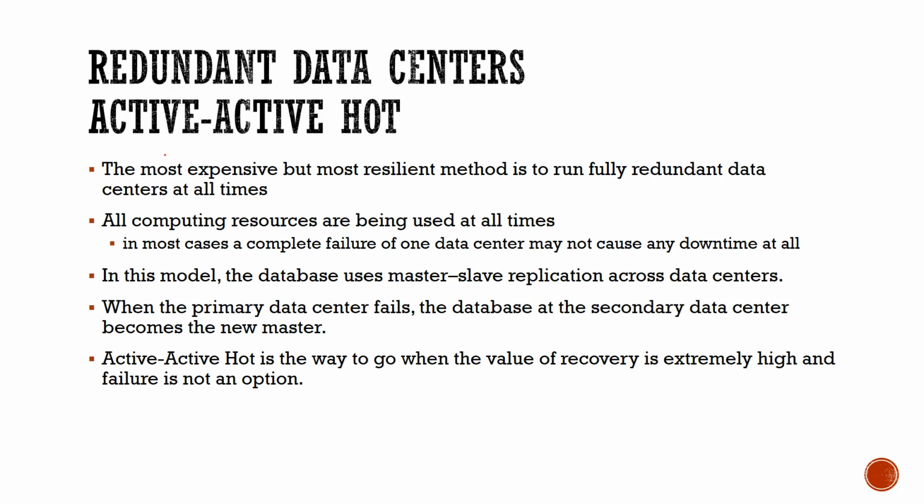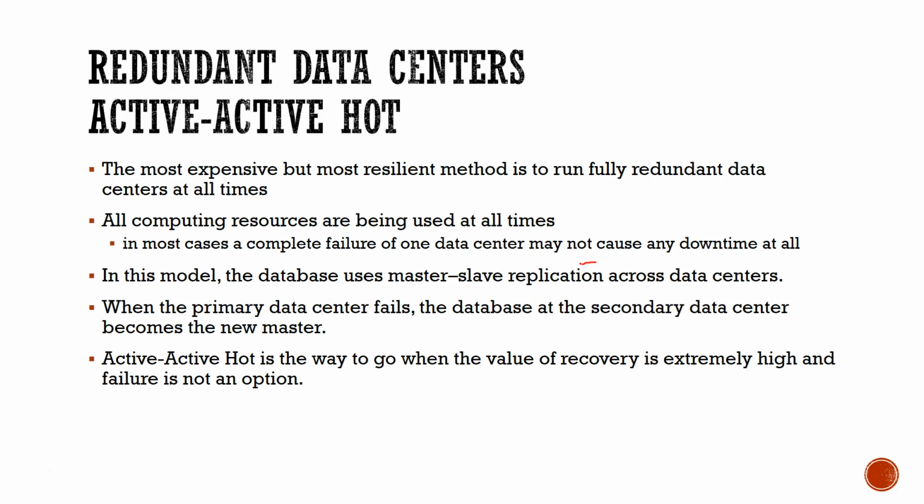Then you can have active hot, which basically means you have two separate systems, duplicates that are running, fully redundant data centers running at all times. This is when failure is not an option, and you cannot have any downtime. In most cases, a complete failure of one data center will not cause any downtime because you have another system that's already in place with replication.